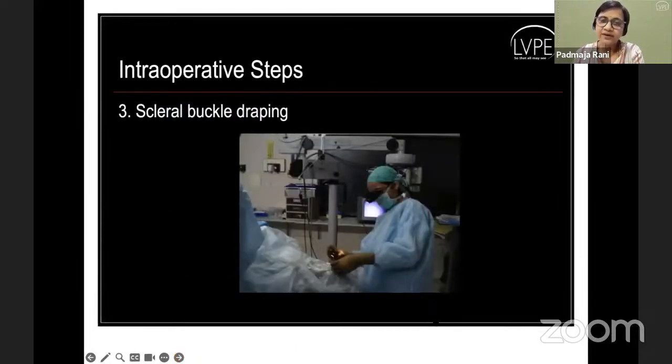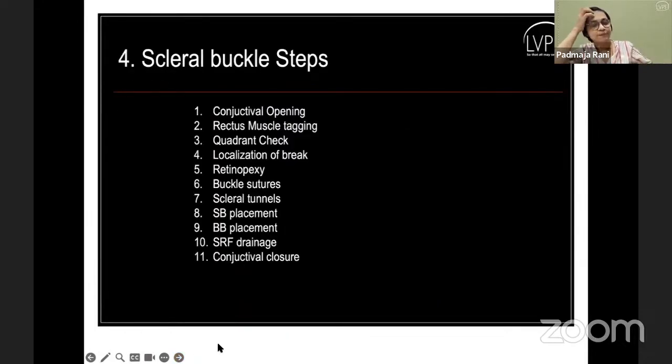Here, some of these pictures are from Shankar Nethralaya, where I learned my buckle surgery initially. The idea is not to show you how I'm looking at that point of time, but mainly to show that when we are doing buckle surgery, the field should be free all around, so that you will be able to move around easily. The buckle draping need not have too much surrounding, so that you should be able to move freely around the patient to identify the breaks. So now let us look at the steps.